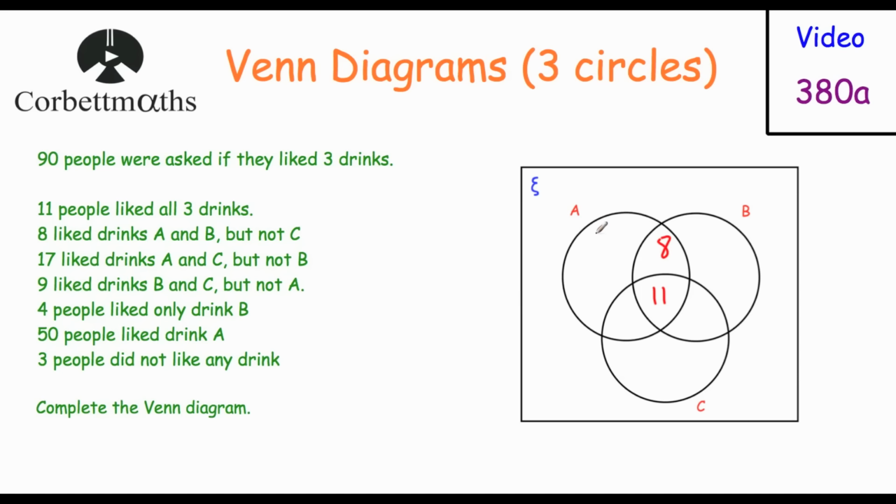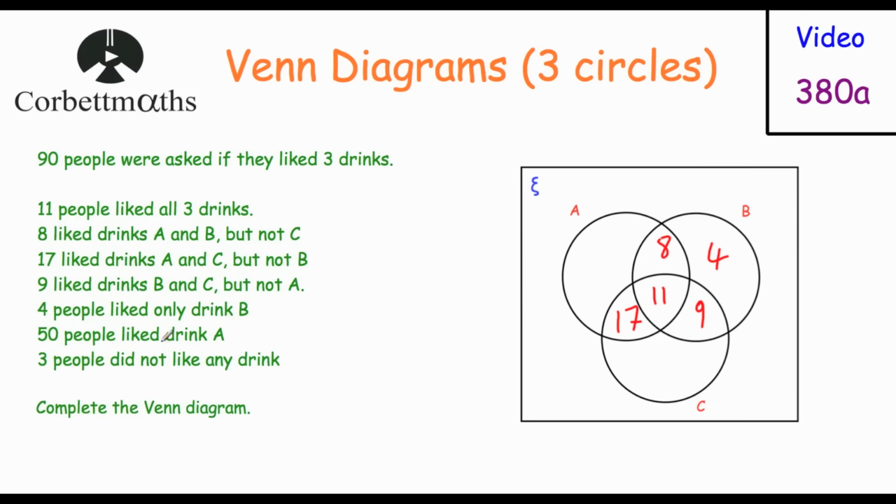8 people like drinks A and B, so they're in those circles, but they're not in the C circle, so that's there. Next, 17 people like drinks A and C, so A and C would be here but not B, so that means that 17 people will go in there. And 9 people like drinks B and C, so they like drinks B and C but not A, so that means that's going to go there. We're also told that 4 people only like drink B, so only 4 people like drink B.